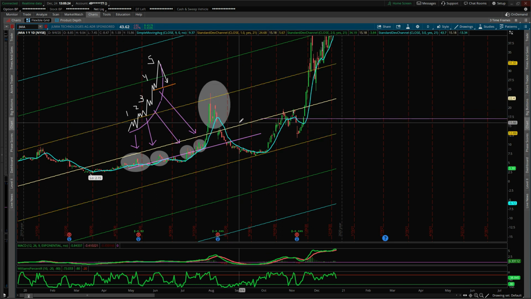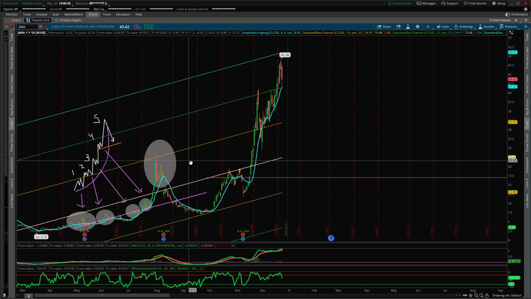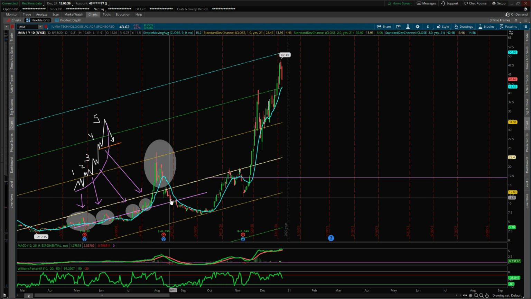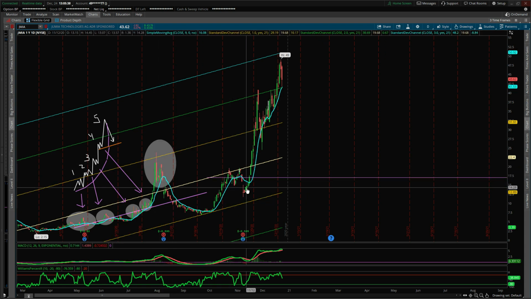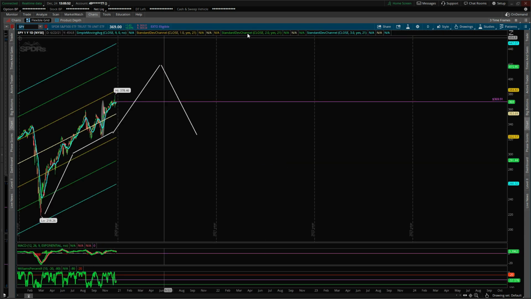We ended up playing this. This is before I was in the group. This is one of the first parabolics I ever studied, and since then I was like, wow, this is just a cool pattern. And this is JMIA now. You can see this ended up making a massive cup and handle. There's your cup right here, there's your handle, and check out that move. That was insane.